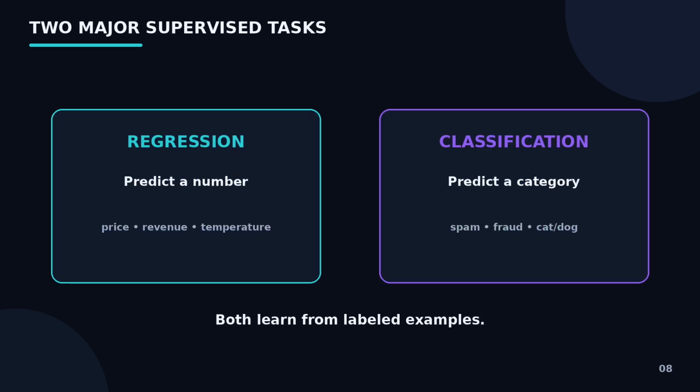Supervised learning can broadly be divided into two very important problem types, regression and classification. Regression is used when the output is a numerical value. For example, house price, temperature, sales revenue, stock demand, or delivery time. Classification is used when the output belongs to a category. For example, spam or not spam, fraud or legitimate, cat or dog, approved or rejected.